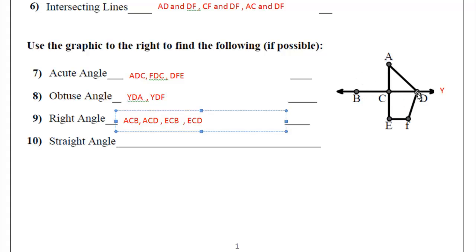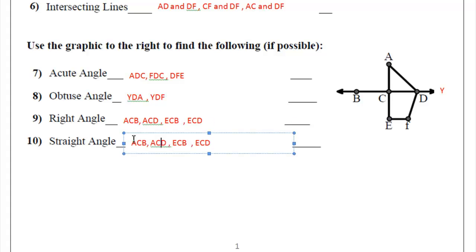This is a straight angle. Straight angle is angle with 180. So straight angle is B, C, D, and it will be B, C, D, up or down, okay?